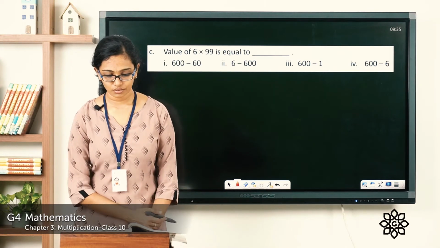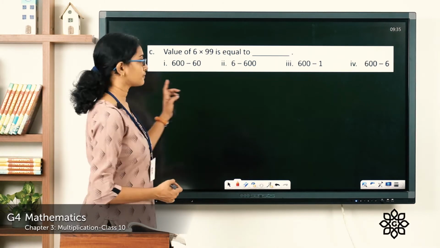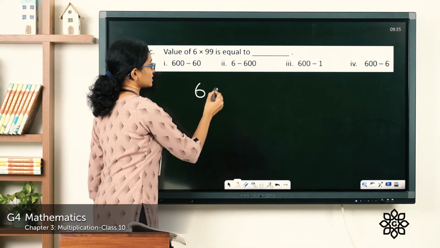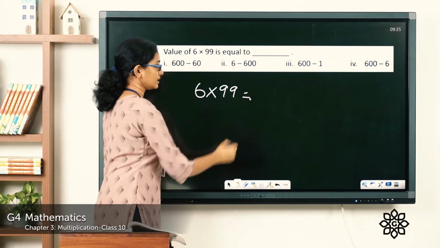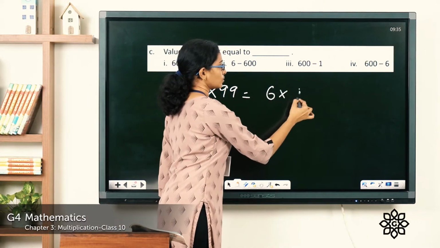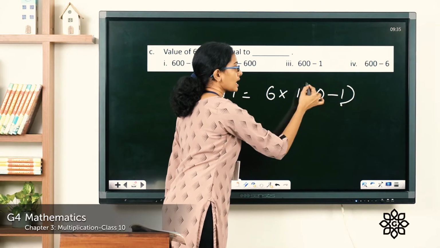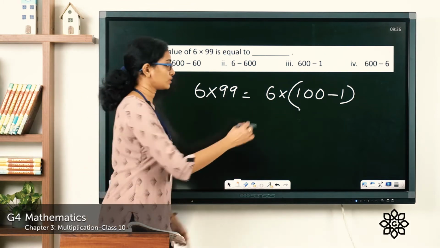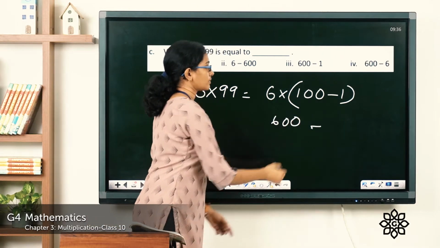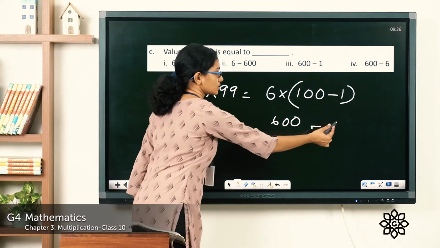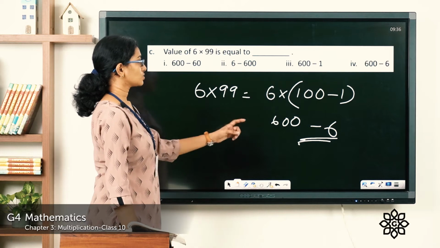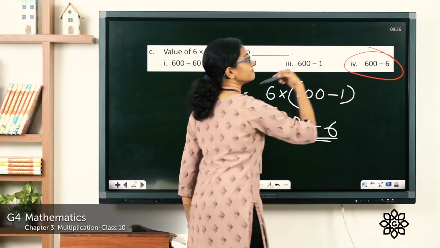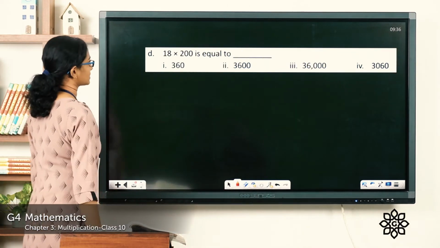Value of 6 into 99 is equal to. We are given a few choices as well. So we know 6 into 99 can be written as 6 into, what is 99? 99 can be written as 100 minus 1. Now it's easier to find the product, right? We know 6 into 100 is equal to 600, minus 6 into 1, which is equal to 6. So the correct option would be 600 minus 6, which is option 4. Got it? Now the next question.